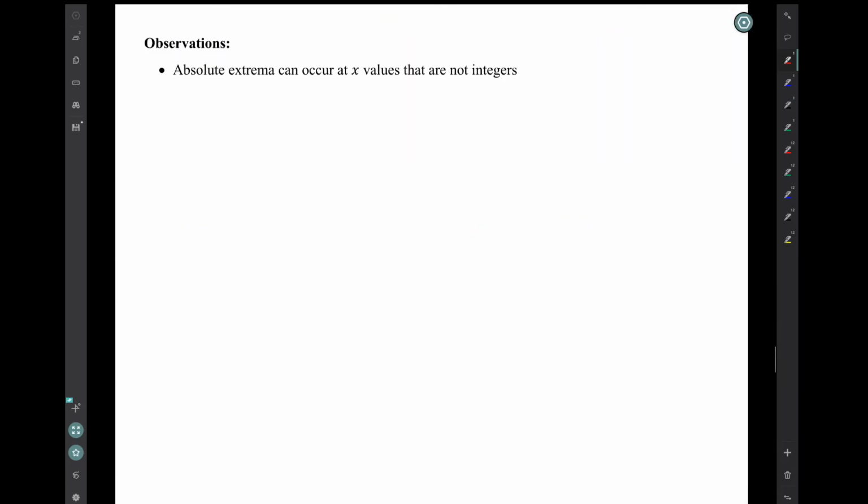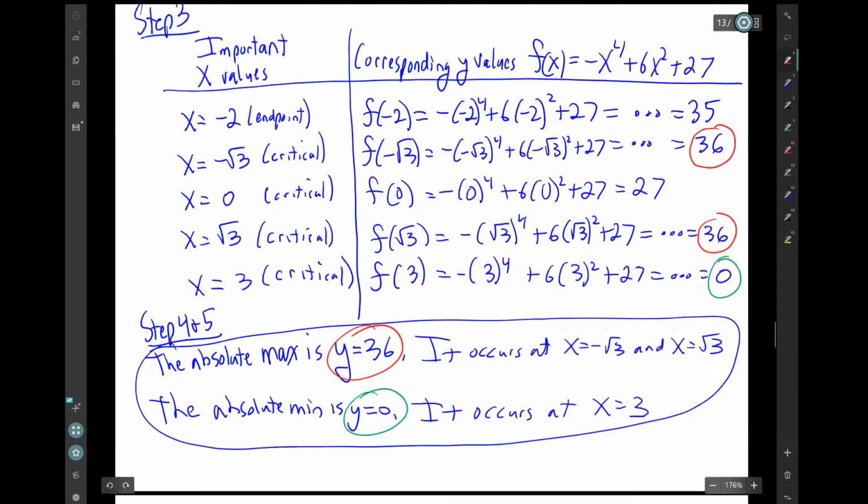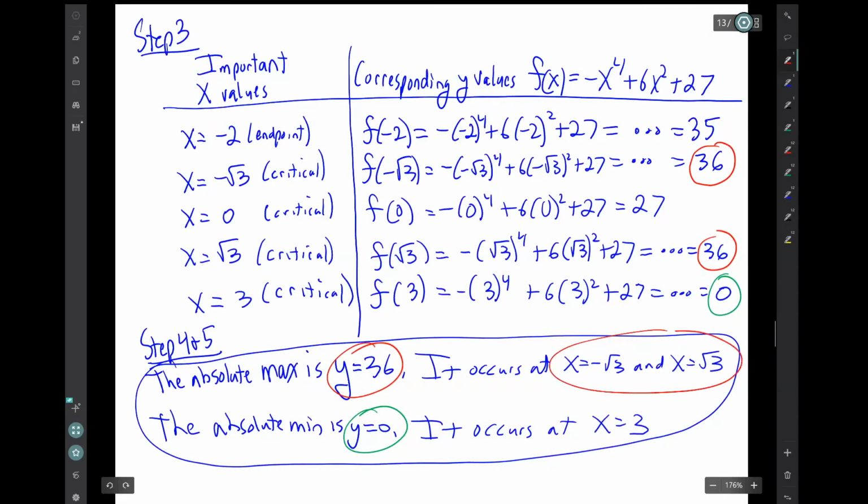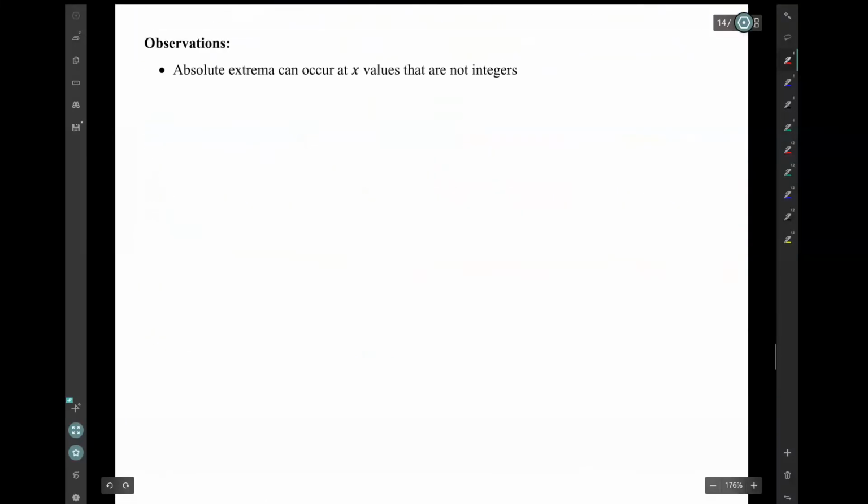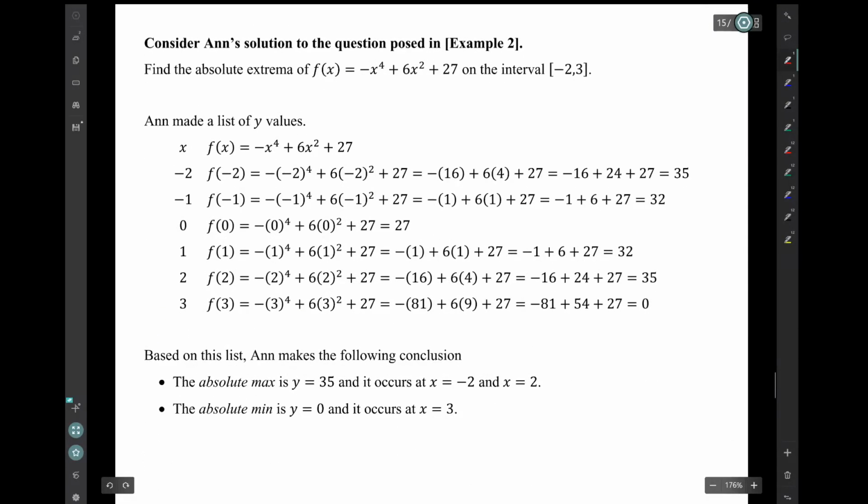Observations about this example. Absolute extrema can occur at x values that are not integers. Our absolute max occurred at these x values that are not integers. Now consider Anne's solution to the question posed in this example. Remember the question was this: find the absolute extrema of that function on the interval -2, 3.